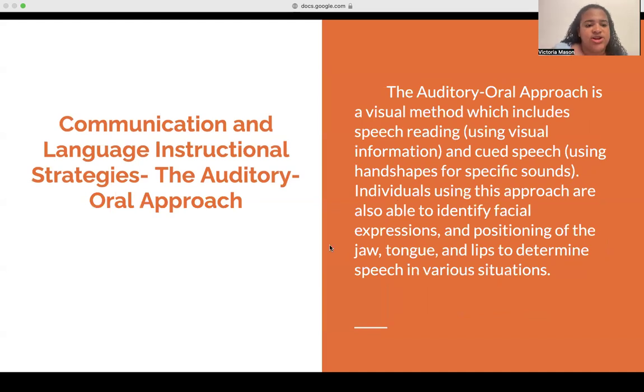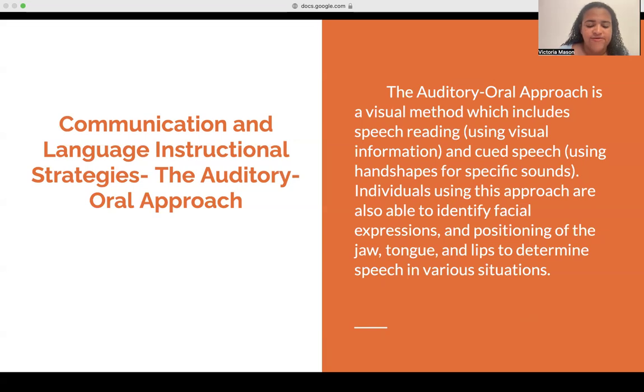The next strategy that is used is the auditory oral approach. The auditory oral approach is a visual method which includes speech reading, using visual information, and cued speech using handshapes for specific sounds. Individuals using the approach are also able to identify facial expressions and positioning of the jaw, tongue, and lips to determine speech in various situations.